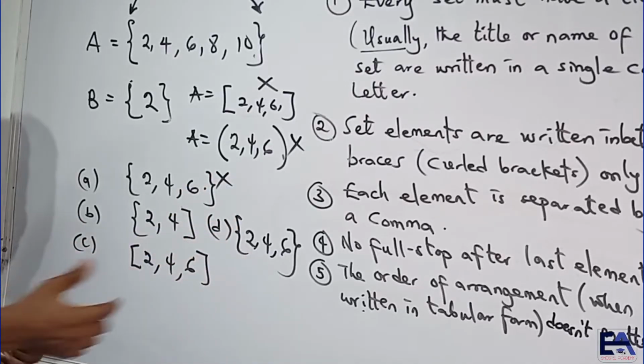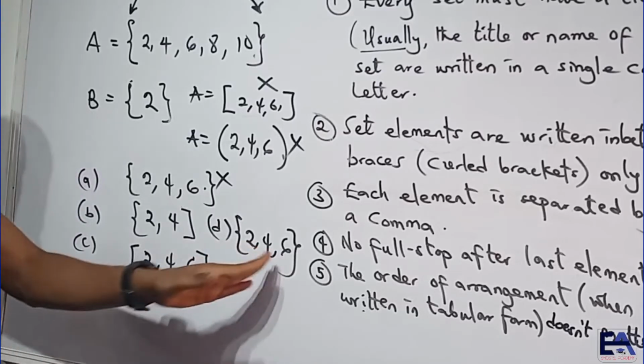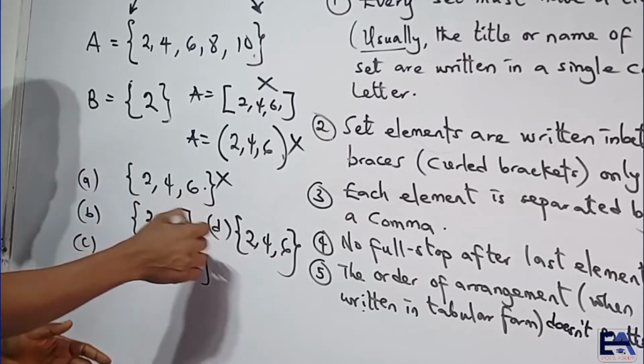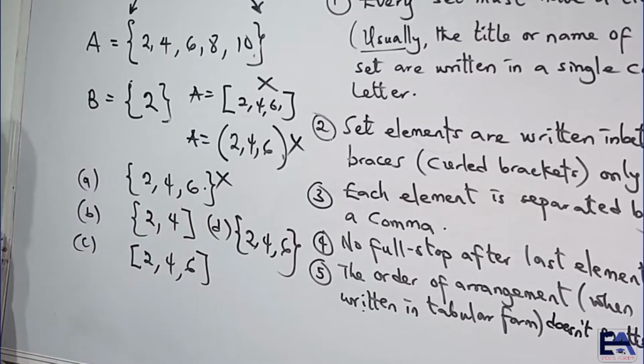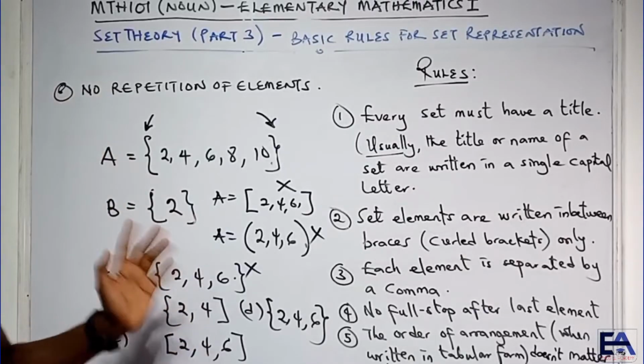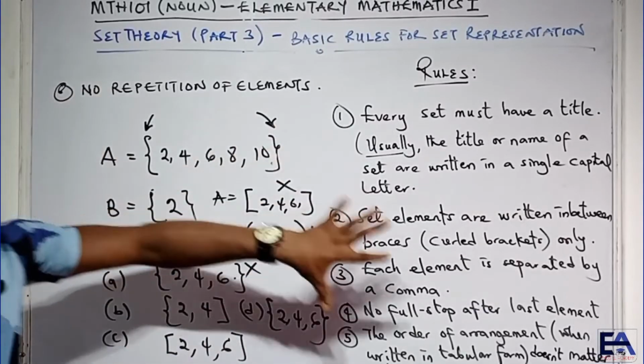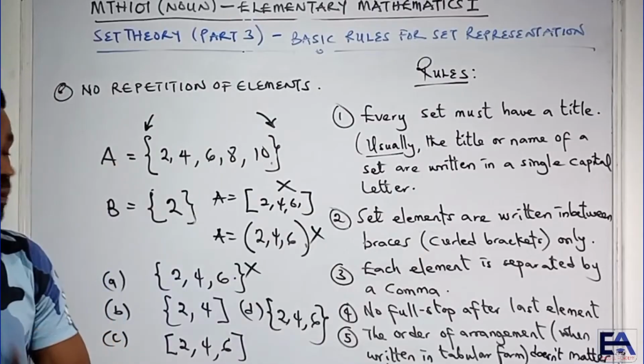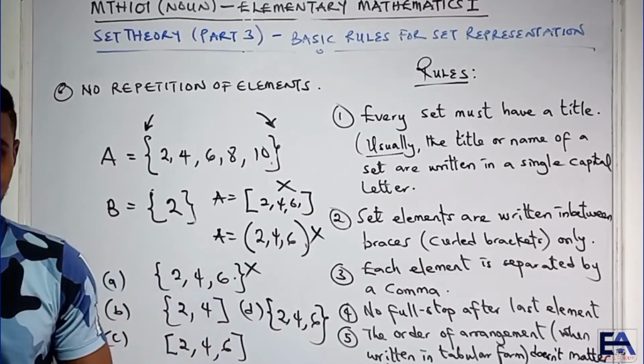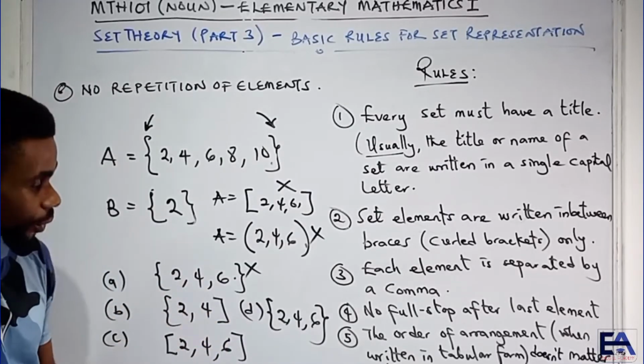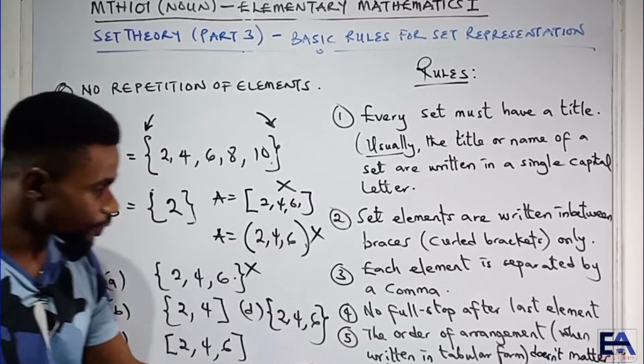You get it now? Because you separate each element with a comma, you didn't put a full stop at the back of the last element, and you kept them within braces. You get that? So that is how it works. It is because of stuff like this, so you don't get confused. That is why this kind of topic is created specially to address this kind of thing. Okay? Okay, good.